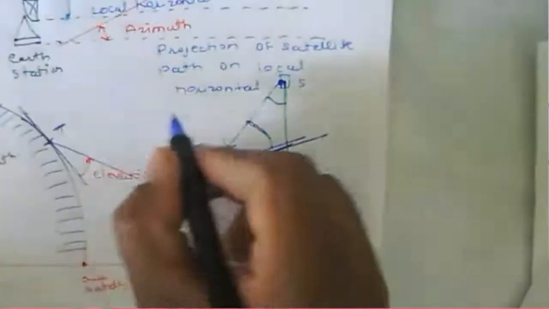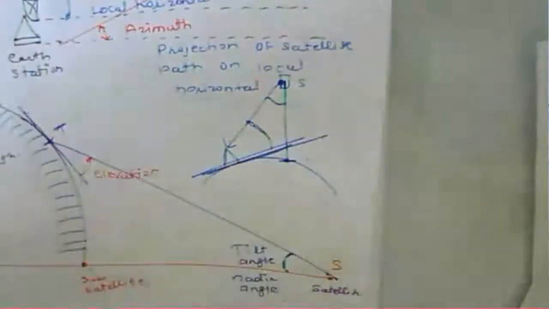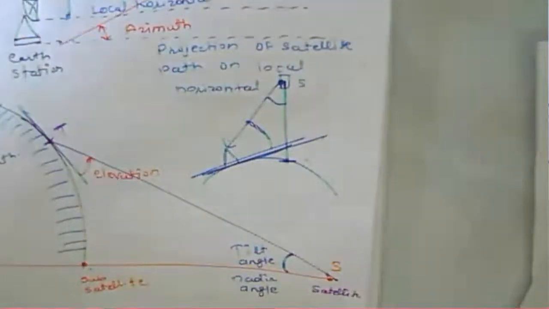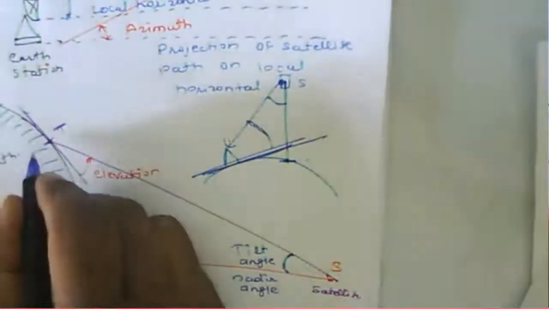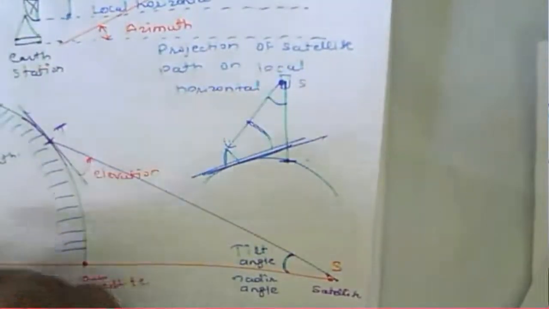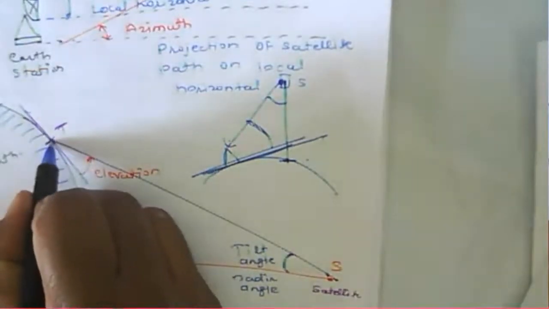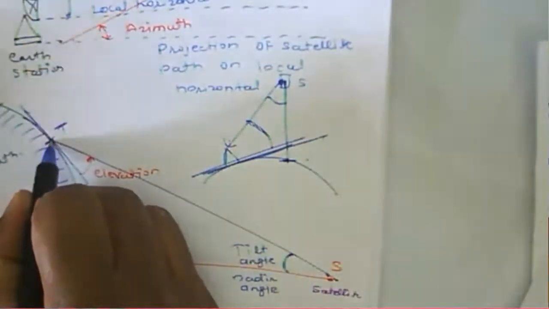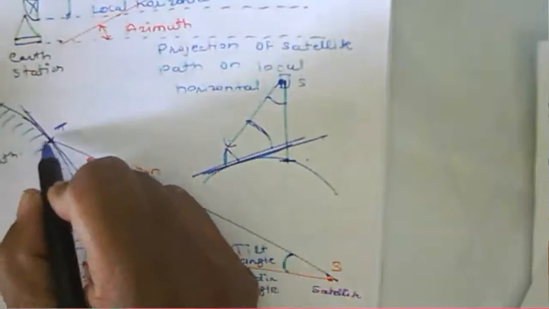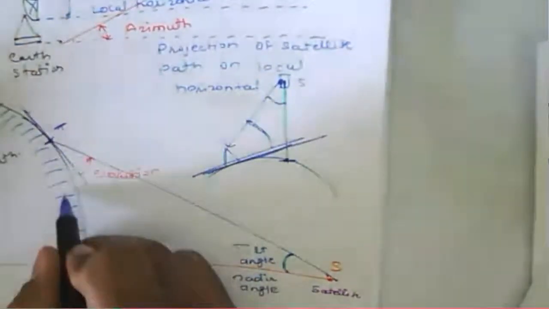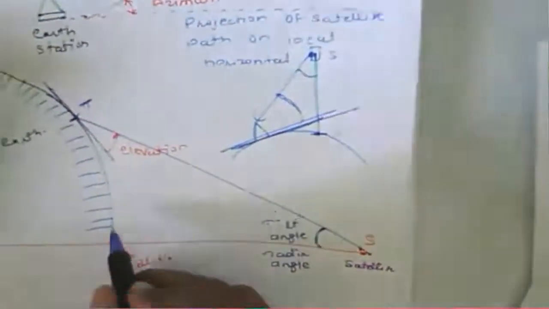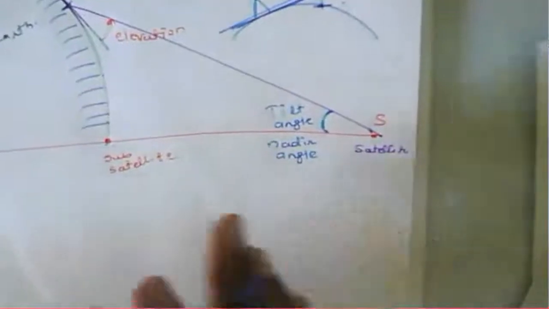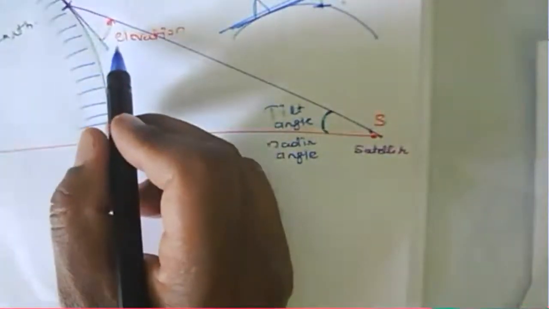Now in this particular case, this is an Earth station, and from this Earth station we consider this to be the coverage area of this particular satellite. Now we have considered this one as the elevation.